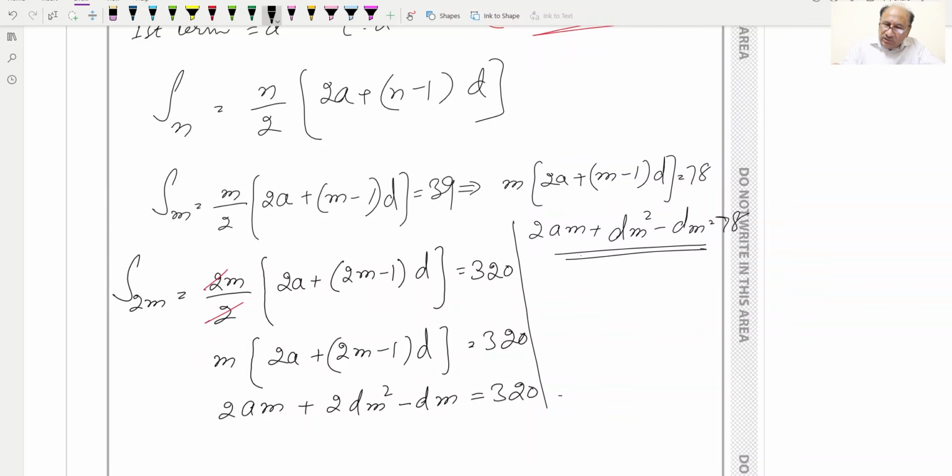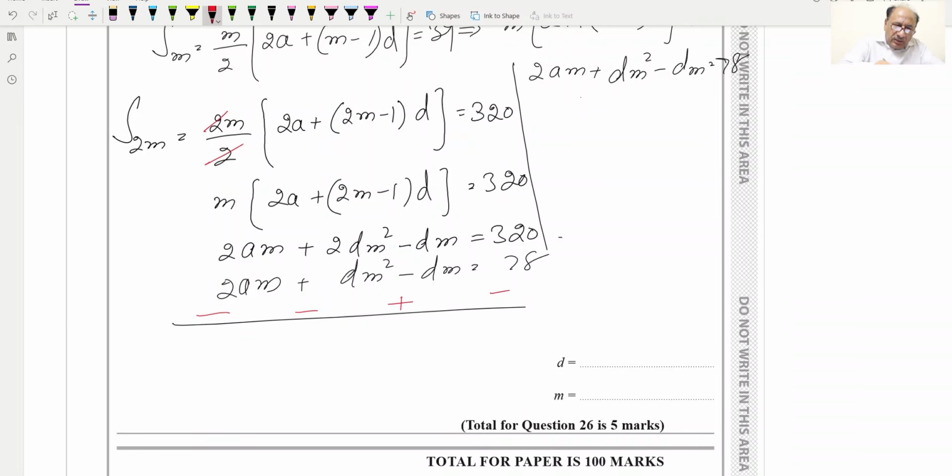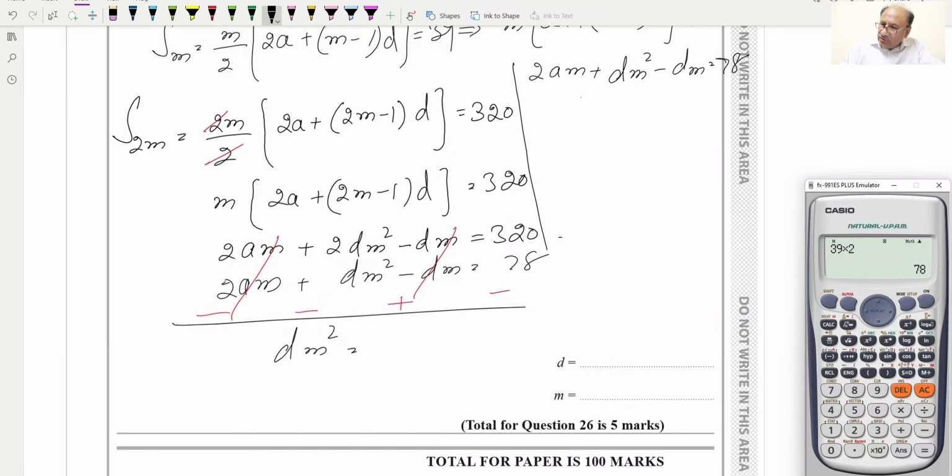Now this is our second equation. We can simultaneously solve these two equations. I'm writing here 2am, and this equation I'm copying, so plus dm squared minus dm is equal to 78. Now we can subtract. We will change signs, and the 2am will be cancelled, and the dm terms will also be cancelled, and remaining will be dm square is equal to 320 minus 78, which is 242.